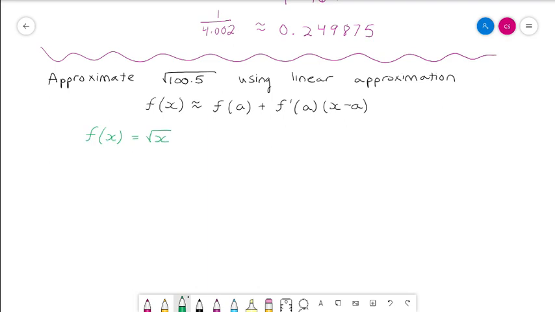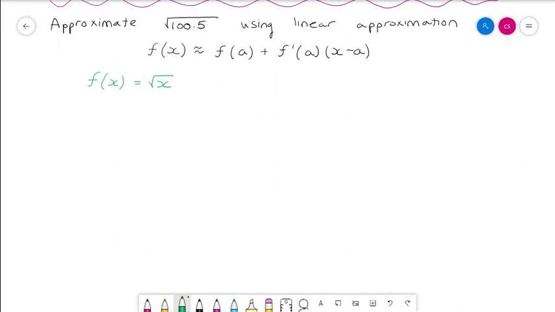You can also do something like the square root of 100 plus x. That would work as well. If you chose 100 plus x, your final answer will be the same, but the work in between will just look a little bit different. Okay, and then if we let f of x equal root x, then what would your a be in this case? What's 100.5 close to? It's close to 100.